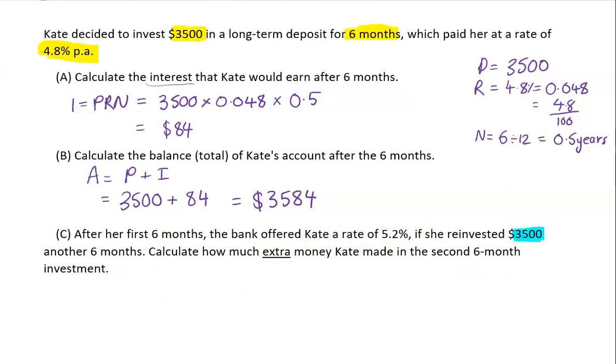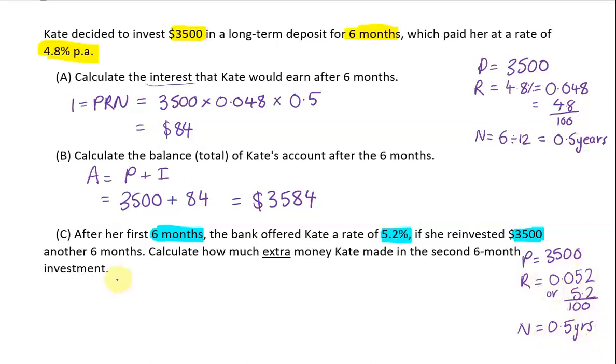So again, our principal is $3,500. The rate is 5.2% per annum, and the money has been invested for 6 months. So we can write our little list again. Principal is $3,500. Rate, 4.8 over 100. N is 0.5 years again. So the only thing that's changed, it's not 0.048 here. Our rate is now 5.2%. Good job if you picked that up. The only thing that's changed is our interest rate. The principal and the length of the investment are the same.